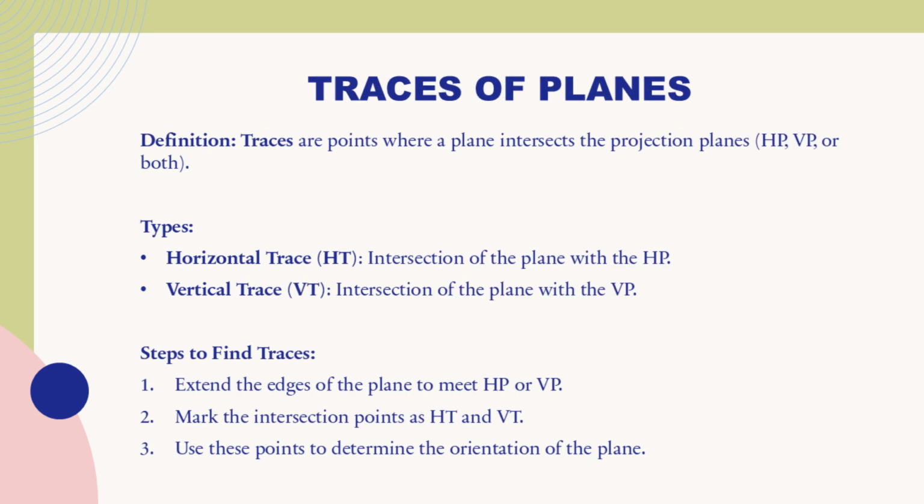We conclude our exploration of plane projection by discussing traces, the points where a plane intersects projection planes. Horizontal traces occur where the plane meets the horizontal plane, while vertical traces mark intersections with the vertical plane. Finding these traces involves carefully extending the plane's edges and marking intersection points.